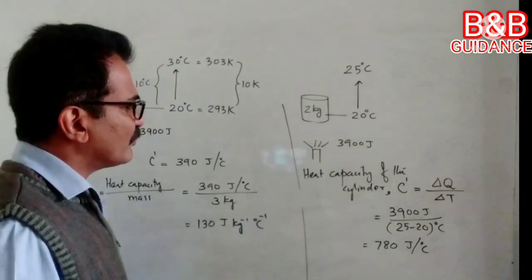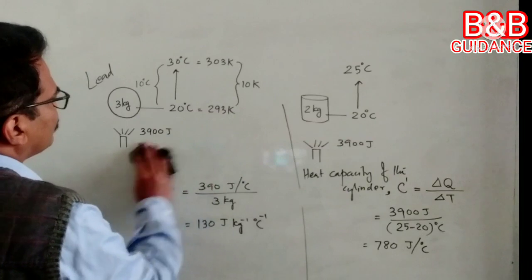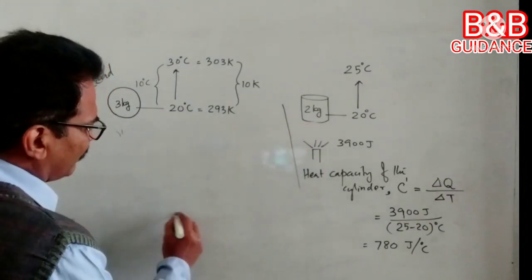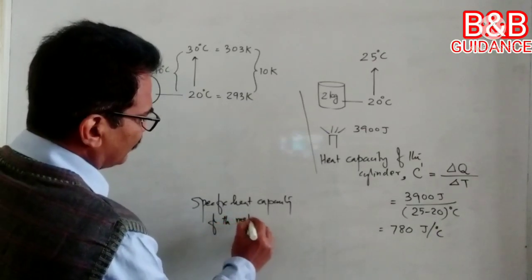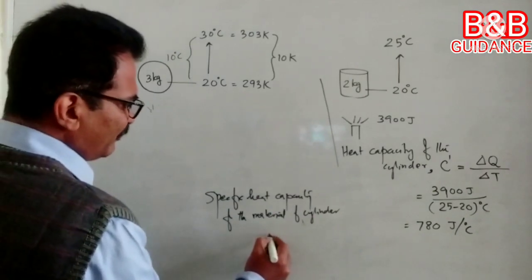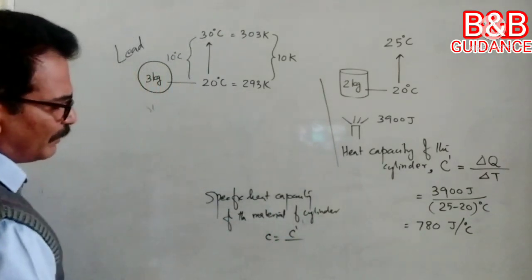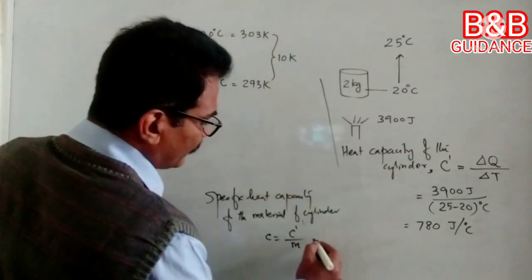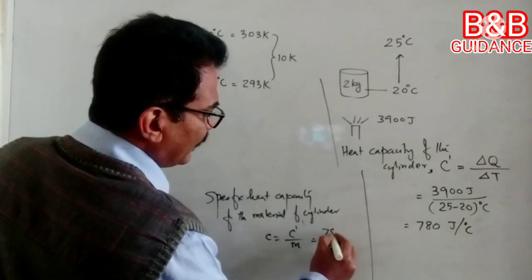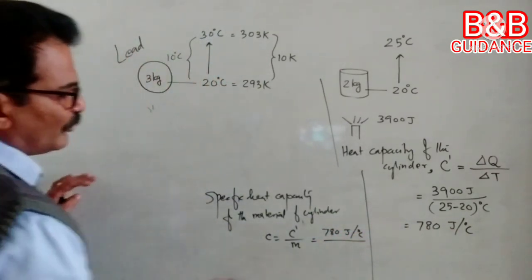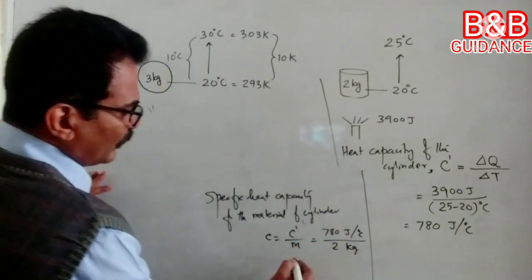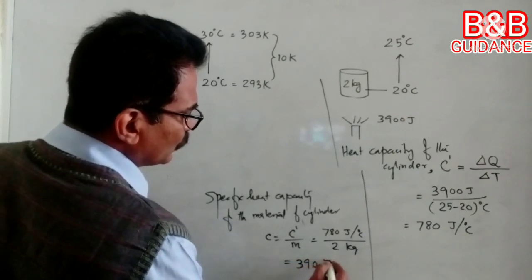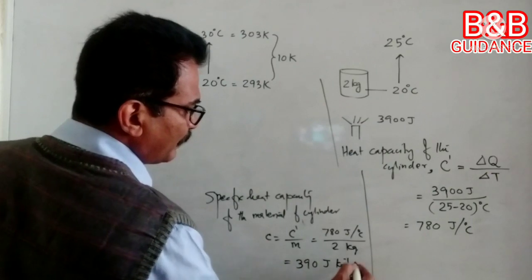Now my question, can you identify the substance? What should I do? I will find the specific capacity of the substance. Okay. So specific capacity of the material of the cylinder. Specific capacity c is equal to C dash divided by m. c means specific capacity, C dash means heat capacity, m stands for mass. So this heat capacity already I have found, 780 joule per degree Celsius divided by its mass. Mass is 2 kilogram. Okay. So on dividing I will get what is that number? 390 joule per kilogram per degree Celsius.